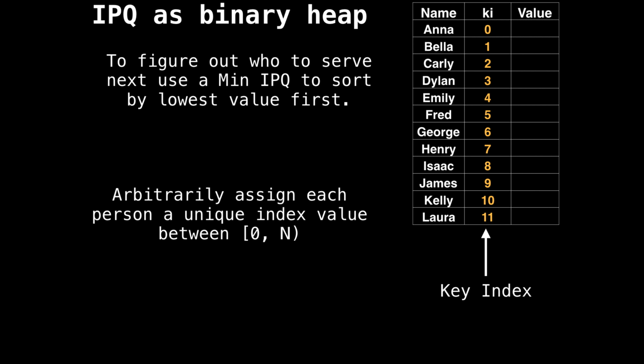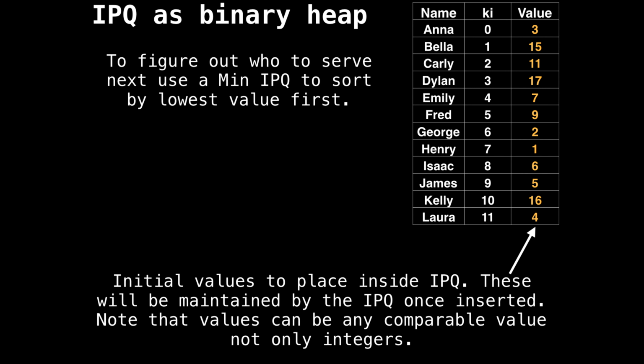The first step, as mentioned before, is to assign each person a unique index value between 0 and n non-inclusive. These are the key index values in the second column beside each person's name. Then I'm going to give each person an initial value to place inside the index priority queue. These values will be maintained by the index priority queue once inserted. Note that the values can be any comparable value you want, not only integers as shown here. This means we can have strings, objects, or whatever type of data we want.